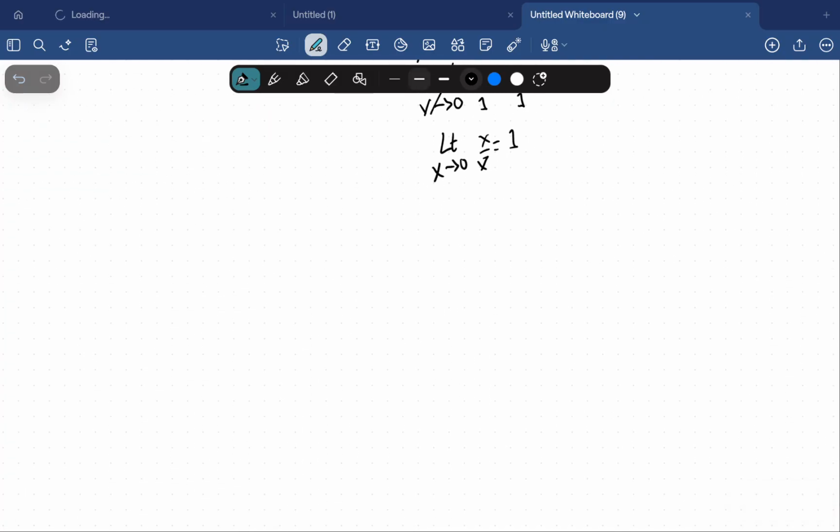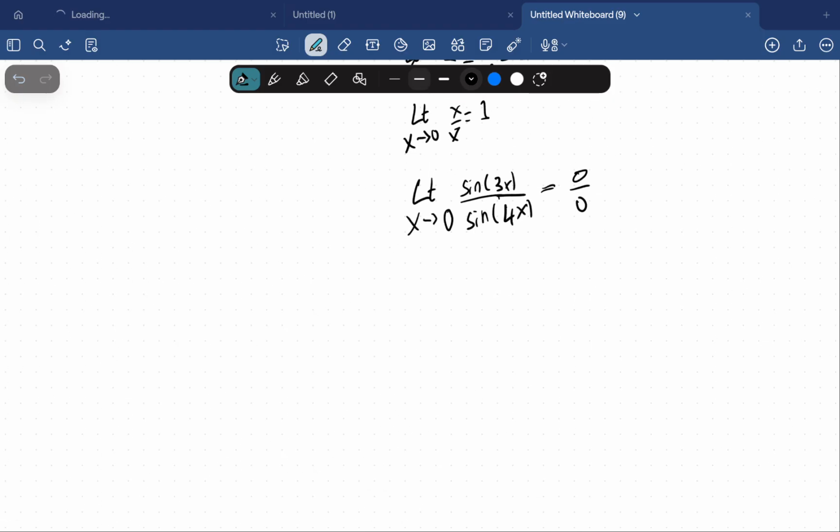Let's try another one. Limit as x reaches 0 of sine 3x over sine 4x. How would we solve this? Well, we would use L'Hopital's rule, of course, as this is just an indeterminate form 0 over 0, because sine 0 is 0. Remember that. We will find the derivative of all of these.